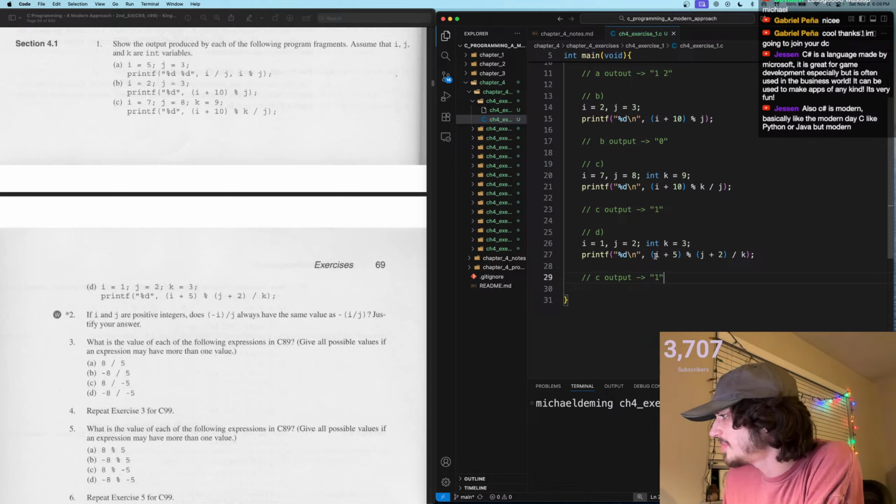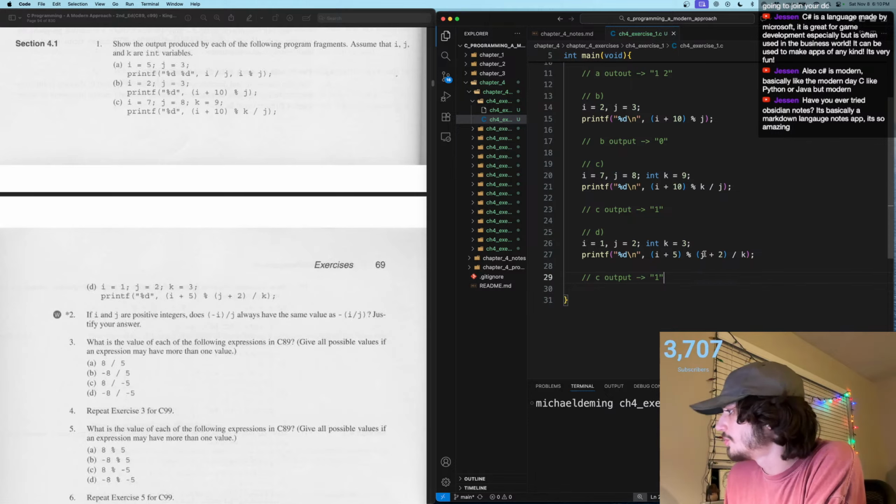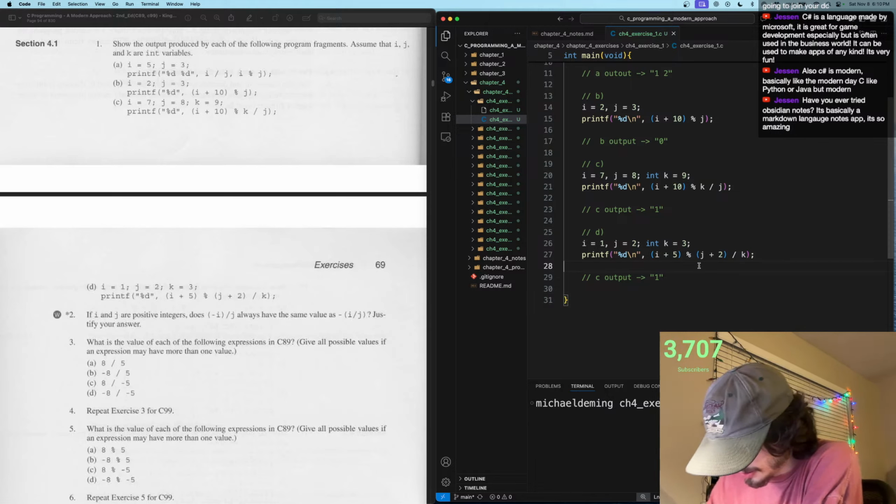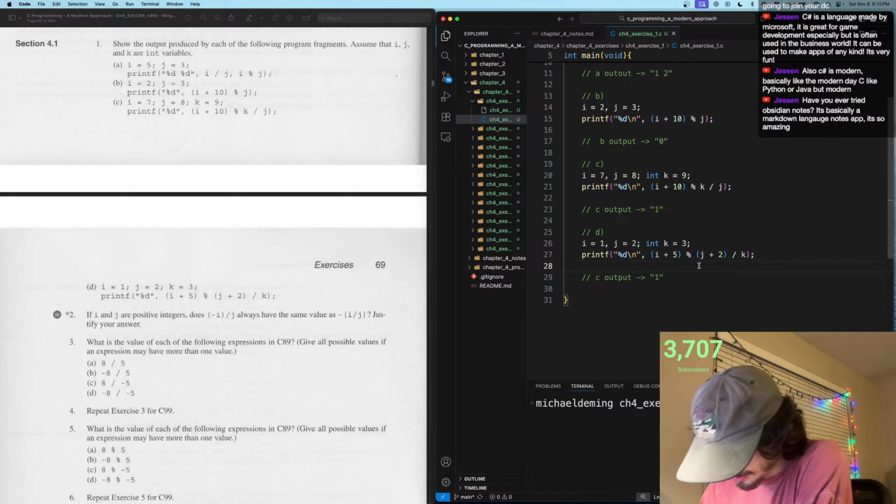Okay, so this is going to be 1 plus 5, this is going to be 6. J plus 2 is going to be 4. So 6 modulo 4 will give us 2. 2 divided by 3 will give us, that'll be truncated down to what? Just 0? Yeah.